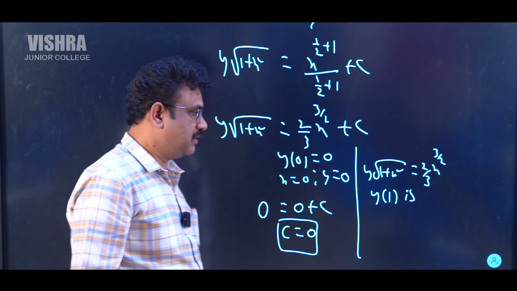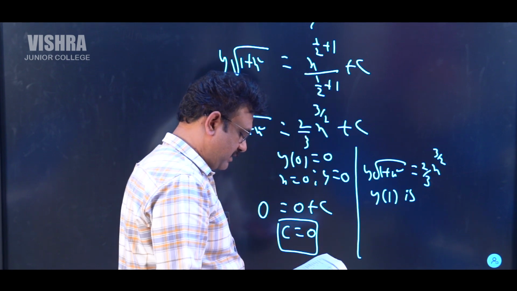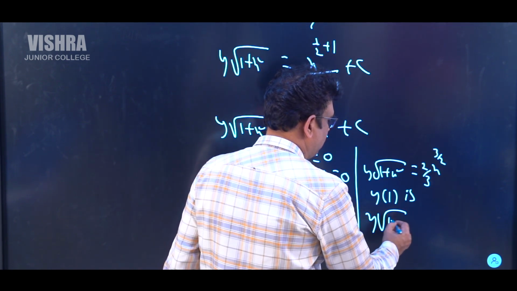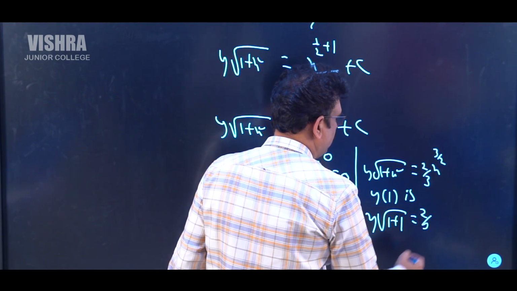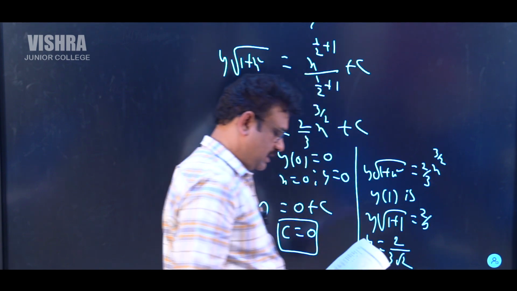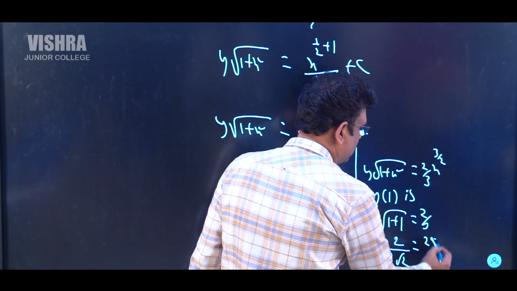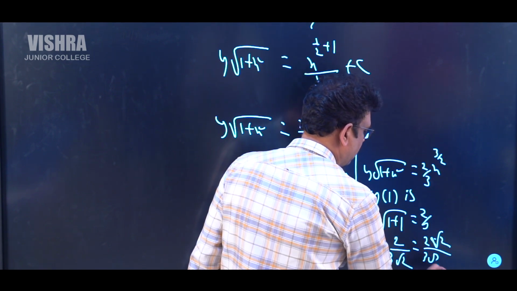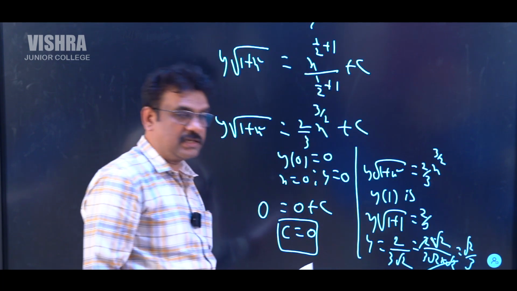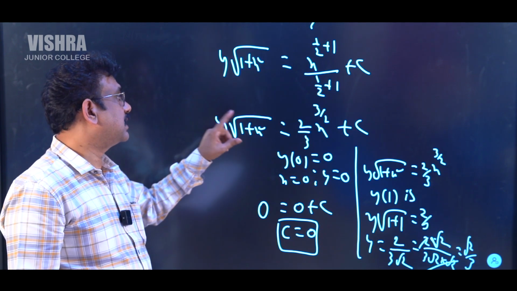Now y of 1: when x equal to 1, y into root of 1 plus 1 is equal to 2 by 3. So y equal to 2 by 3 root 2. Now rationalizing this, 2 root 2 by 3 into root 2 into root 2, that is equal to root 2 by 3. So the answer is root 2 by 3. So that is the third option here.